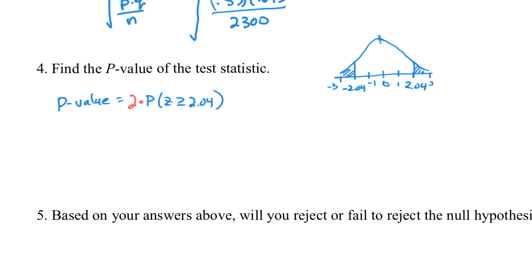So this will give us equals, I'll put the 2 again, times normal CDF, 2.04 comma 10, right? Because we're going to find this area, then double it because we've got the p-value on both sides. And once we do that, that will give us right around 0.04.